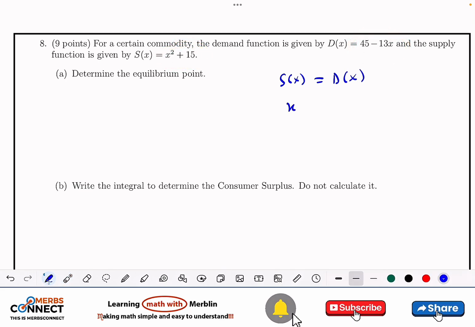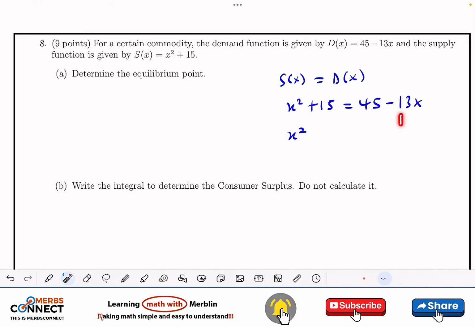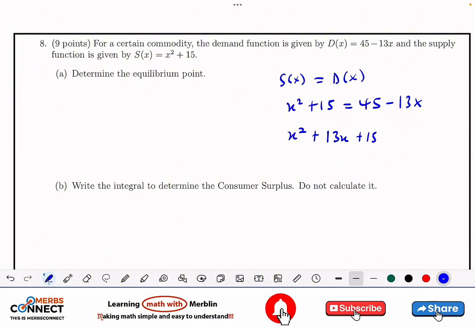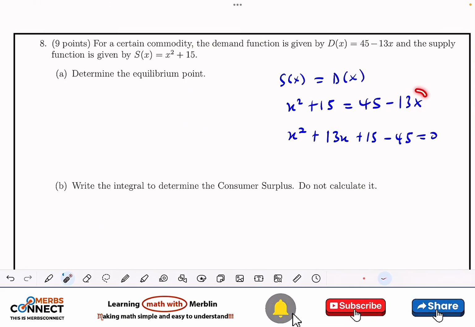So we are going to have x squared plus 15 should be the same as 45 minus 13x. So simplify this. I'll do plus 13x here, I'll do plus 13x here. So I'm going to have plus 13x. Then plus 15. I'll do minus 45 here, minus 45 here. So I'm going to have minus 45 is equal to 0. Or in other words, I just move negative 13x to this side and it becomes positive because it is crossing. Then I move positive 45 to this side and it becomes negative. So this is going to give us x squared plus 13x minus 30 to be equal to 0.